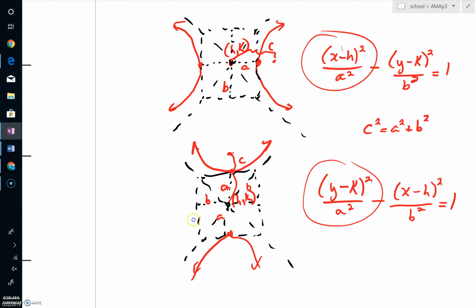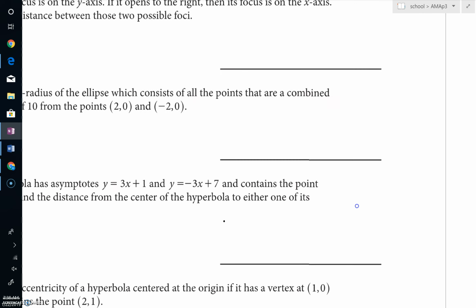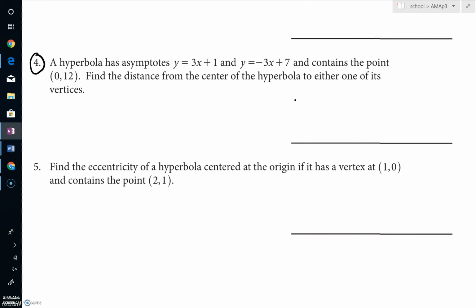But let's take a look real quickly at this problem right here. It says a hyperbola has two asymptotes, and you can think, well, my goodness, they don't give us very much information other than those two equations. And they're saying, oh yes, it also contains a point 0, comma 12.